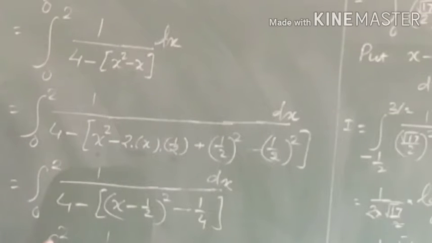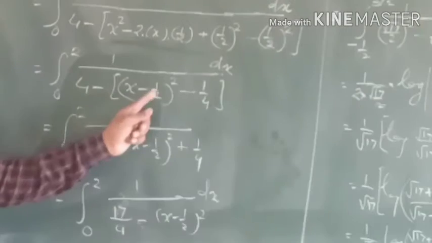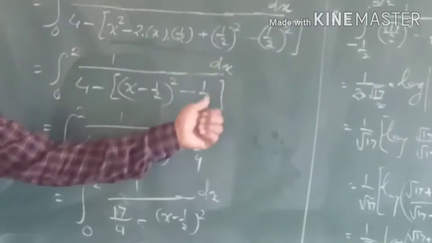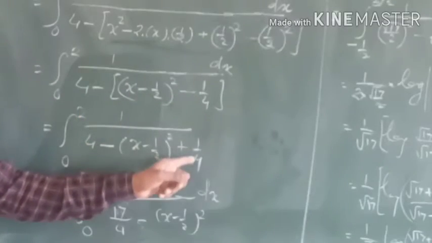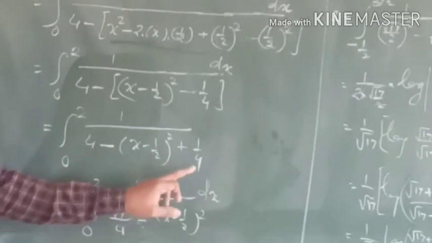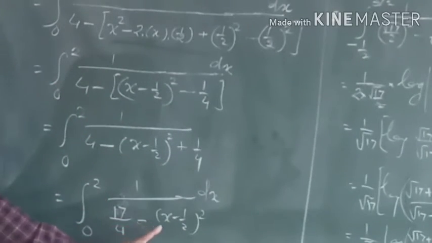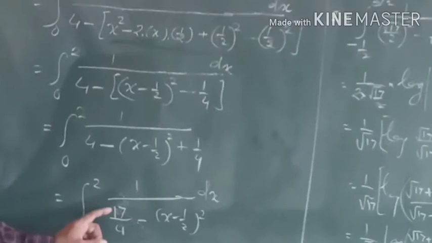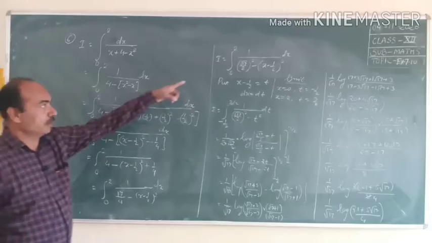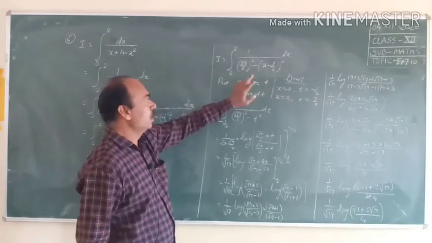Now it is a minus b whole square. It means x minus 1 by 2 whole square, and minus 1 by 2 whole square, that is 1 by 4. When we open the bracket, you will get minus plus 1 by 4, and 4 plus 1 by 4. So 4 into 4 is 16, plus 1 is 17 by 4, minus x minus 1 by 2 whole square. Now in place of 17 by 4, write root 17 by 2 whole square. Let's see here, x minus 1 by 2 whole square.